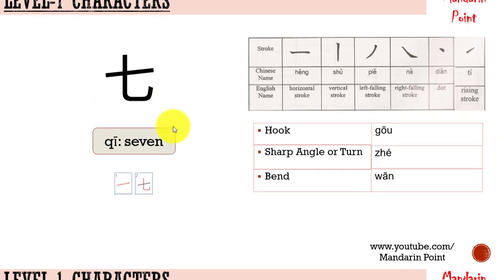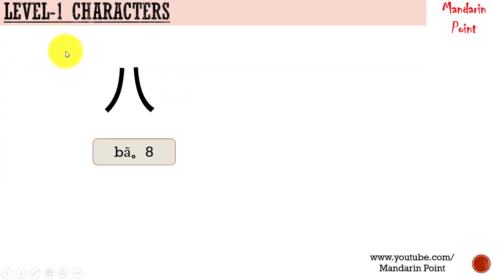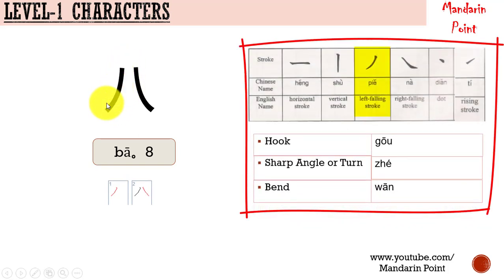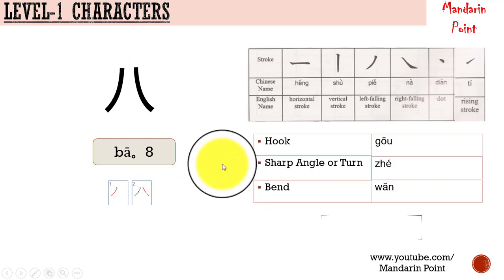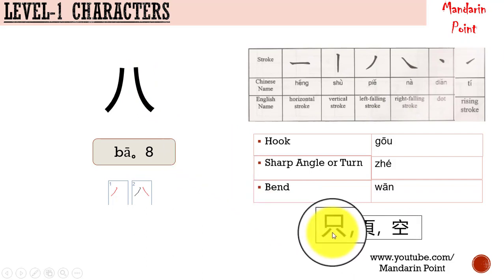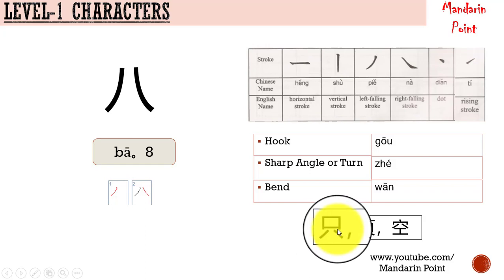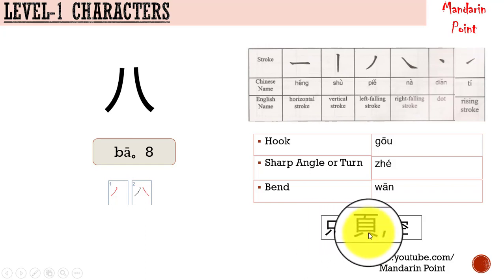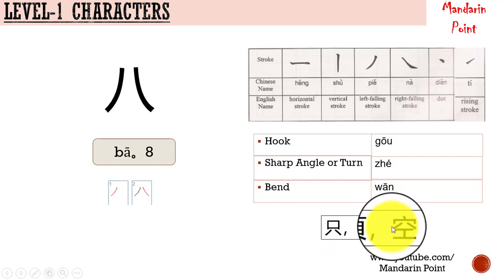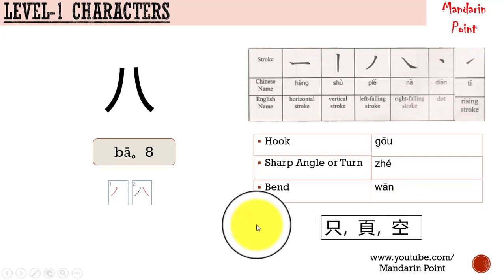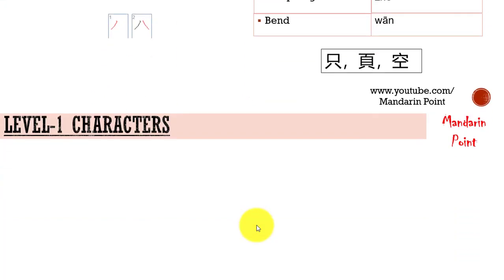Okay, let's move towards the next level 1 character. It is Ba, meaning 8. It is directly composed of those basic strokes, and we can see that this is Pie and this is Na. We can see this Ba in many examples. Over here you can see this is Ba.